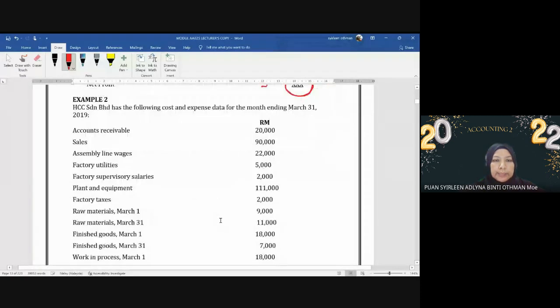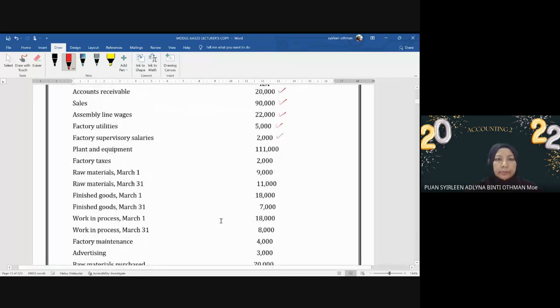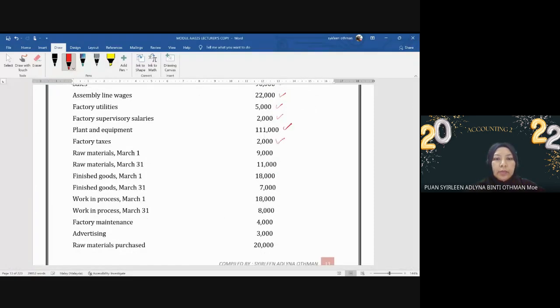Okay, you ada account receivable, you ada sales, you ada assembly line wages, factory utilities, factory supervisory salaries, plant and equipments, factory taxes. Okay, raw material March 1, raw material March 31st. That means this is beginning inventory, this is ending inventory for raw materials. Finished goods pun sama, you ada March 1st and March 31st. This is your beginning inventory for finished goods. This is your ending inventory for finished goods. And then work in process pun sama, beginning and ending. So awak tengok yang ni, these are all inventories. So inventories awak dalam semester 1 you tahu ada satu je. Tapi actually inventories dia ada banyak. And in AA025 kita dedahkan you kepada 3 jenis inventory yang berbeza.